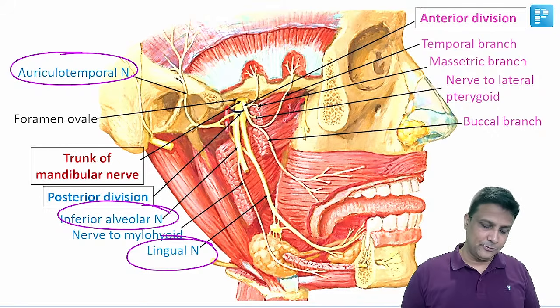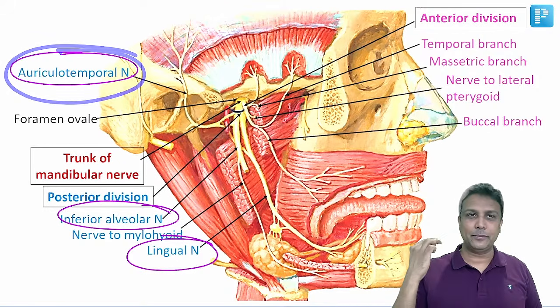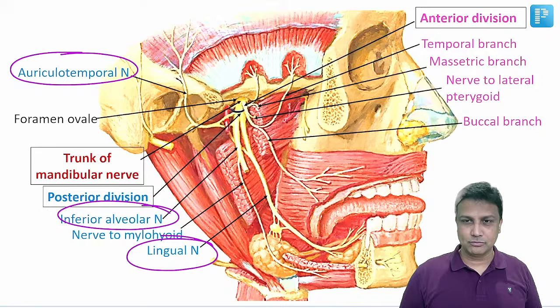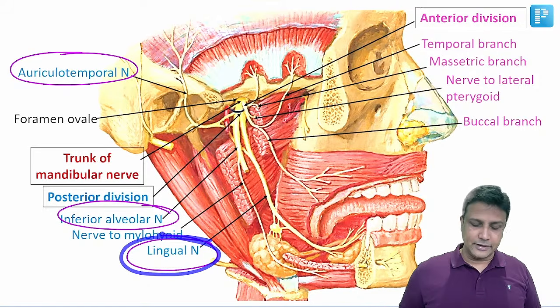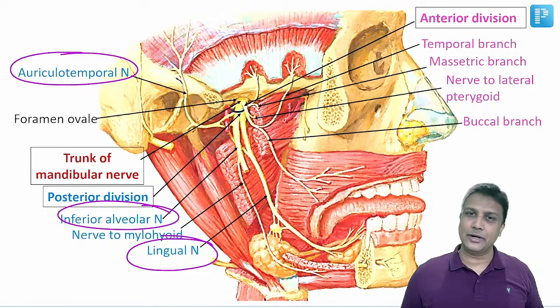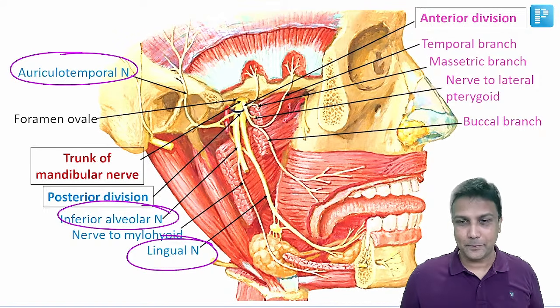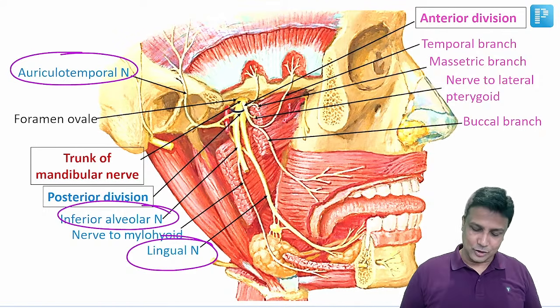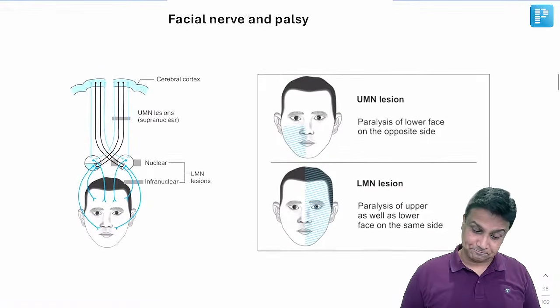I repeat once more here. Auriculotemporal nerve supplies the parotid gland, that will be involved in Frey's syndrome. And lingual nerve, that will be injured in the submandibular gland resection here. And inferior alveolar nerve is going to pass through a foramen. That foramen is referred to as the mandibular foramen. Please remember these three MCQs here. Questions will definitely come from here, sir.